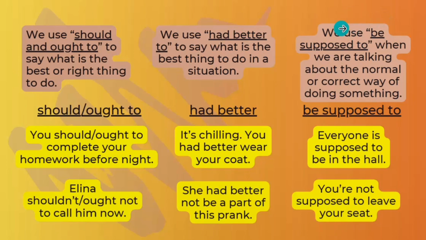So we use be supposed to when we are talking about the normal or correct way of doing something. For example, everyone is supposed to be in the hall. Everyone is supposed to submit the assignments before afternoon. Everyone is supposed to be in their full uniform. So be supposed to is used for the normal or the correct way of doing something.